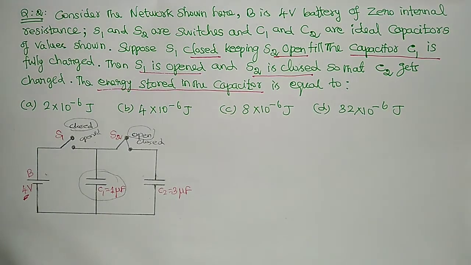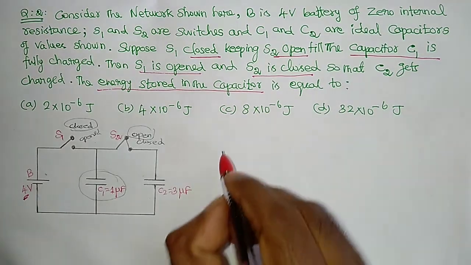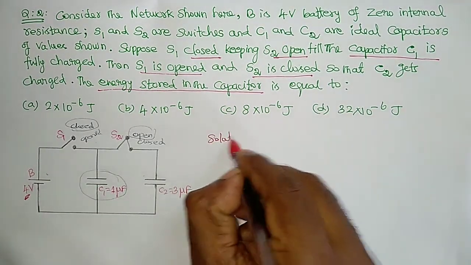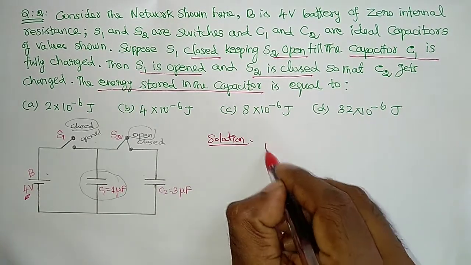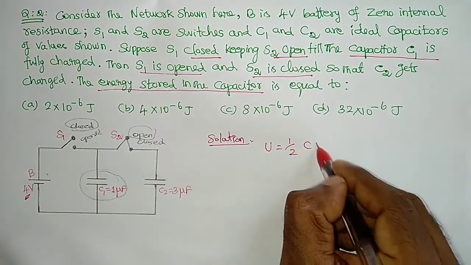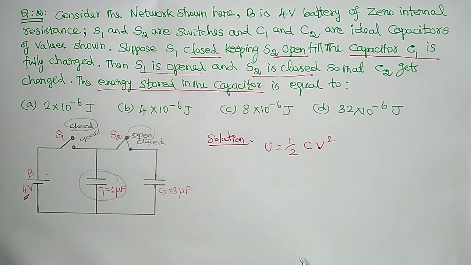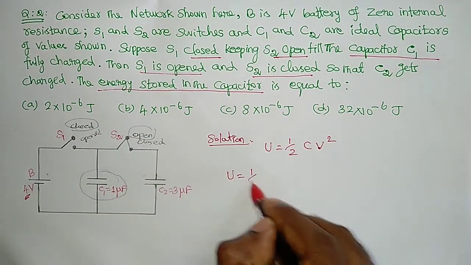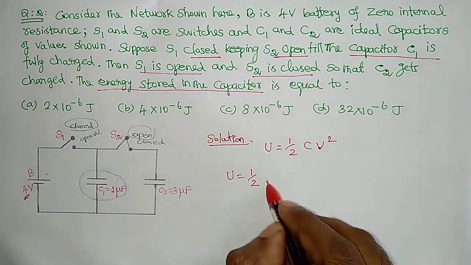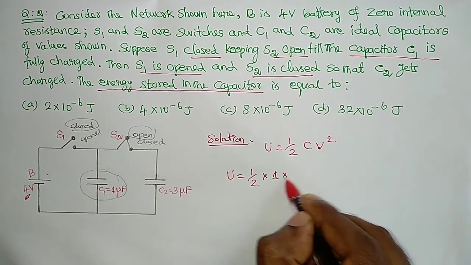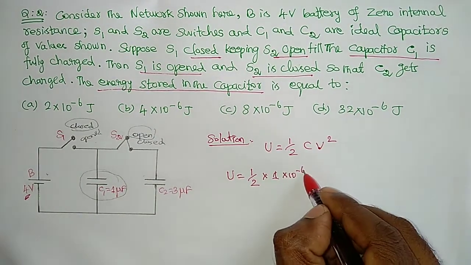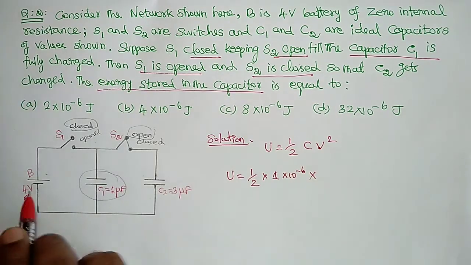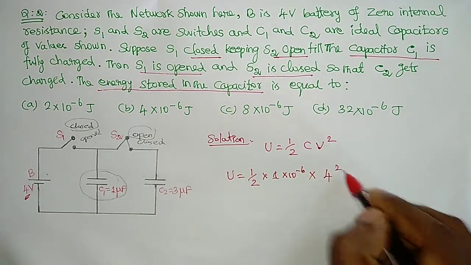This is a simple problem. We know that the energy stored in a capacitor is U equal to half CV squared. So U is equal to half, what's the value of C here? 1 microfarad, so 1 into 10 power minus 6 farad, into V squared. The potential is 4 volt, so 4 squared.